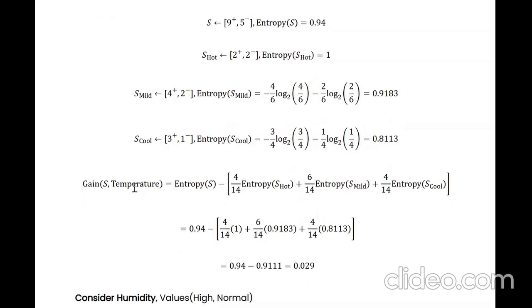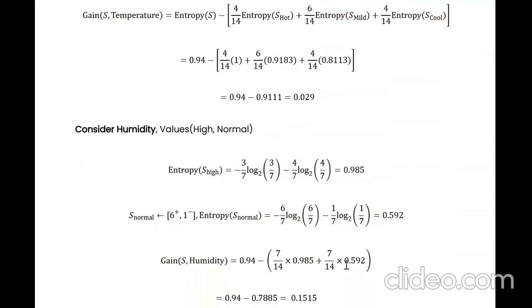Gain is equal to entropy of the data set minus, now what we are going to take is mod of SV upon mod of S, where V belongs to hot, mild and cool. Therefore mod of S hot upon mod of S, which comes out to 4 by 14 into entropy of S hot, which is 1, plus 6 by 14 into 0.9183 plus 4 by 14 into 0.8113. So this will come out to 0.029.